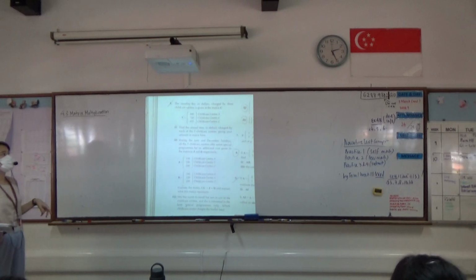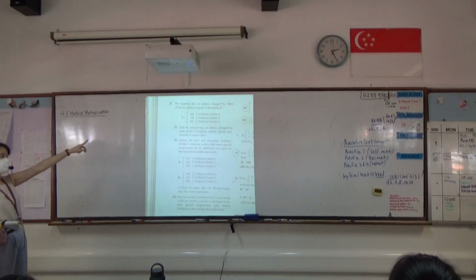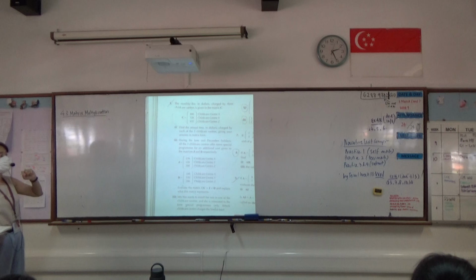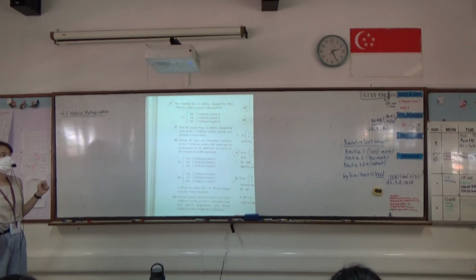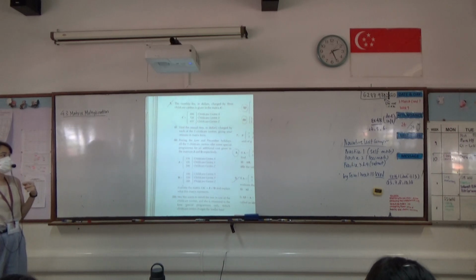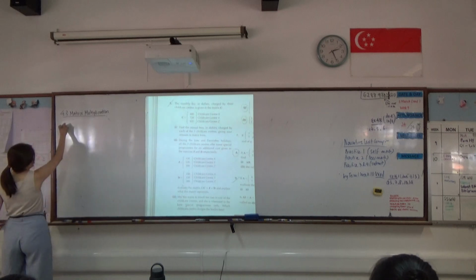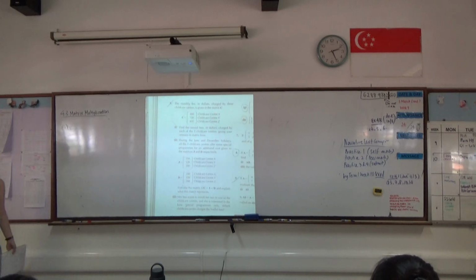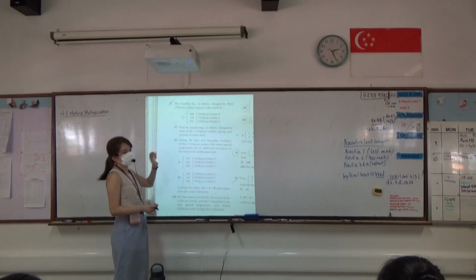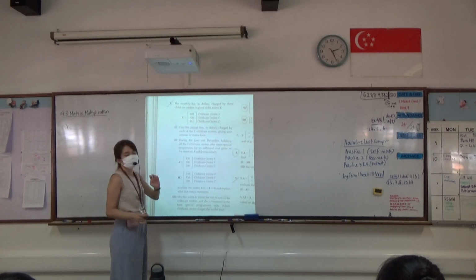The monthly fees in dollars charged by 3 childcare centers is expressed in this matrix. We want to find the annual fees charged by each of the childcare centers, giving answers in matrix form. So how do we go about finding out this matrix? What would you do, Shami? This is per month. We want to find annual.